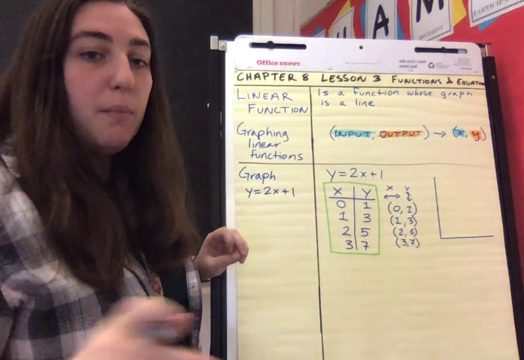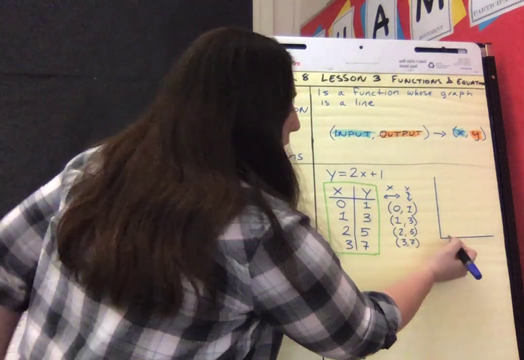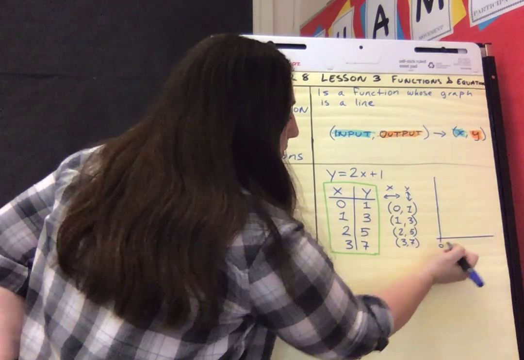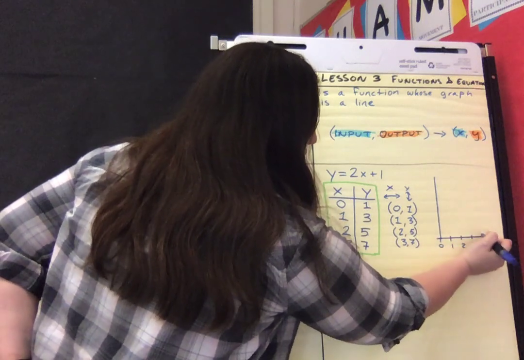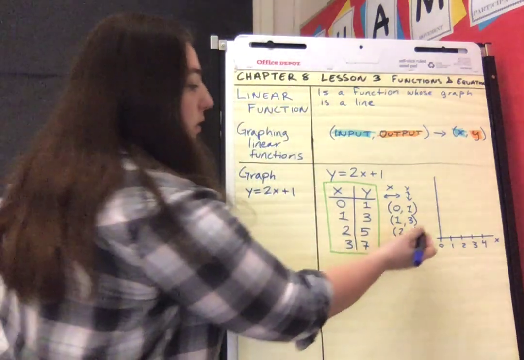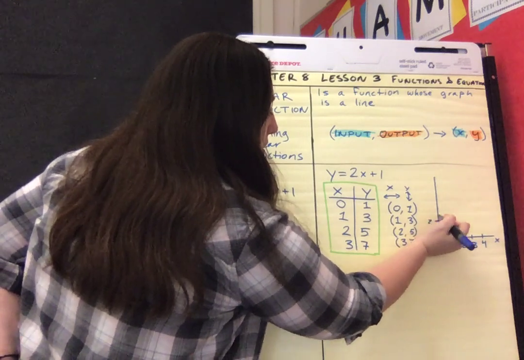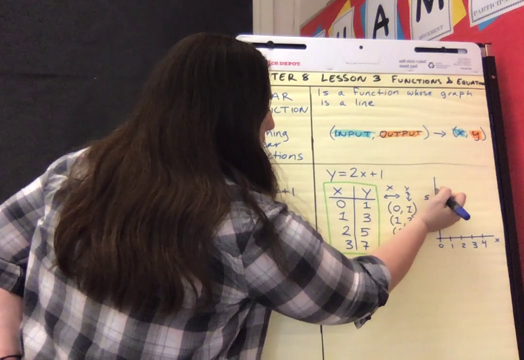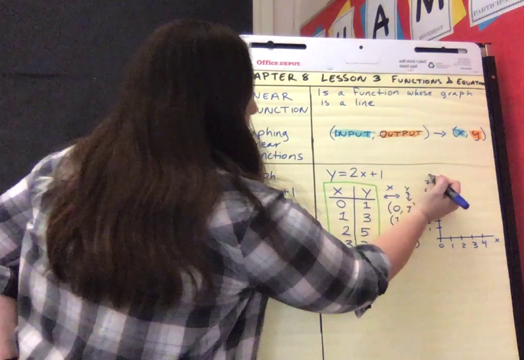In my graph, I'm going to make sure to put labels, okay? So I want to make sure I have all the numbers here. So this would be 0, 1, 2, 3, I can even go to 4, and this is my x-axis. I'm going to do the same to y. 1, 2, 3, 4, 5, 6, and 7. And this is my y-axis.